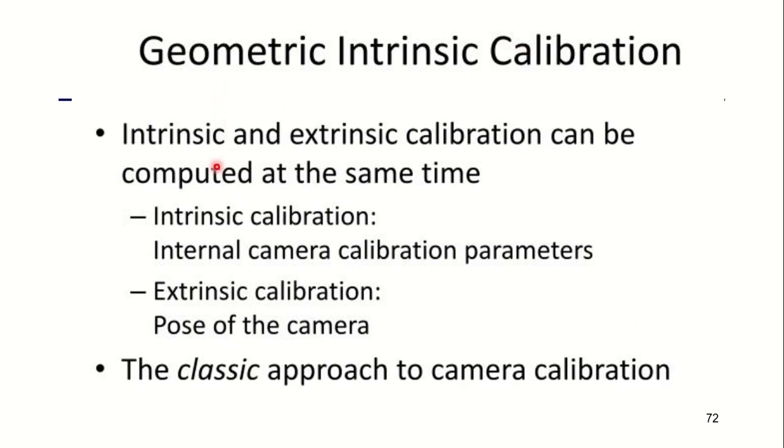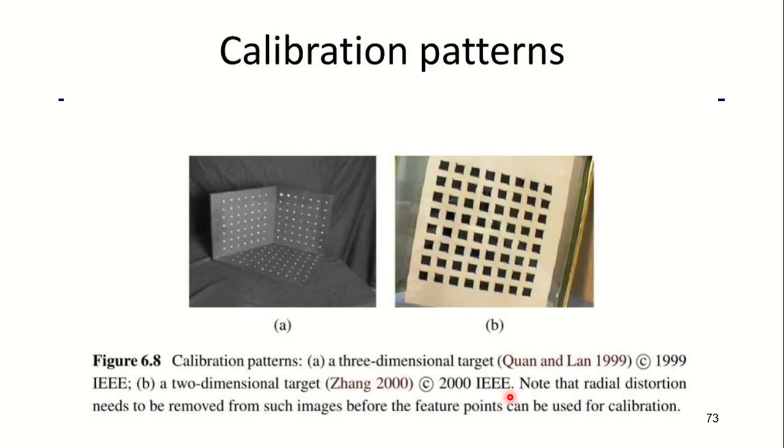Geometric intrinsic calibration. Intrinsic and extrinsic calibration can be computed at the same time. In intrinsic calibration, we use the internal camera calibration parameters, and in extrinsic calibration, we use the poses of the camera. The classic approach to camera calibration is as follows.